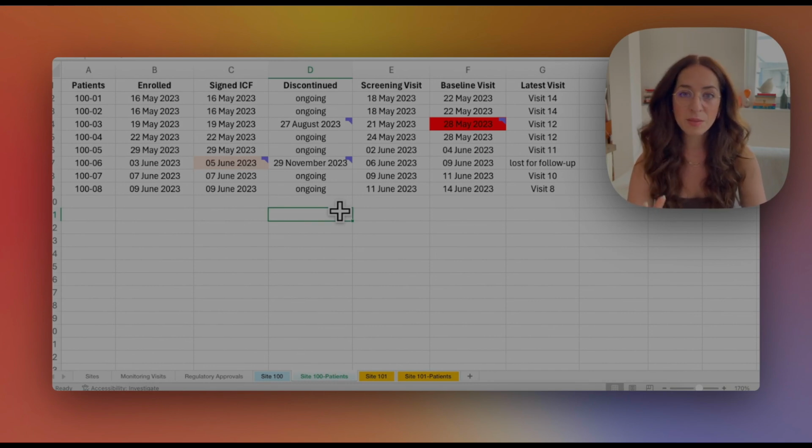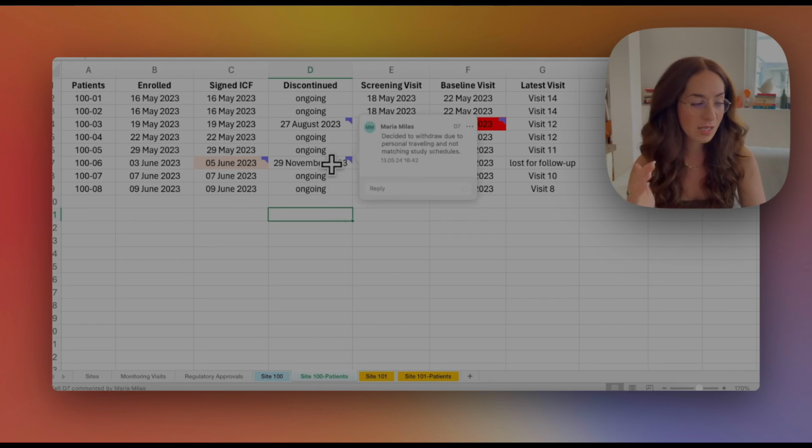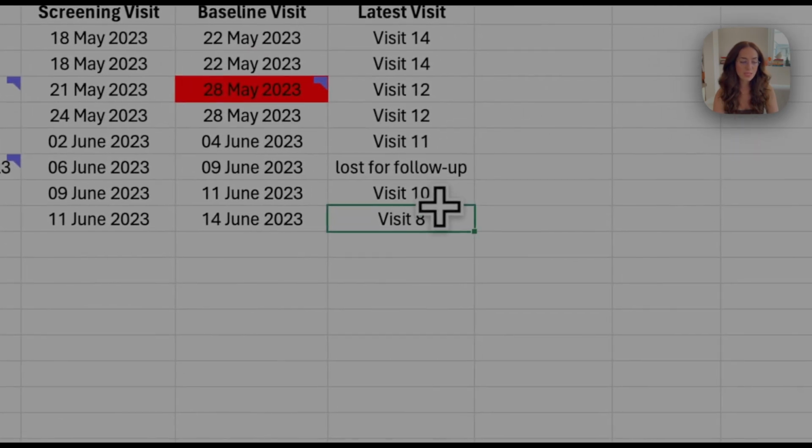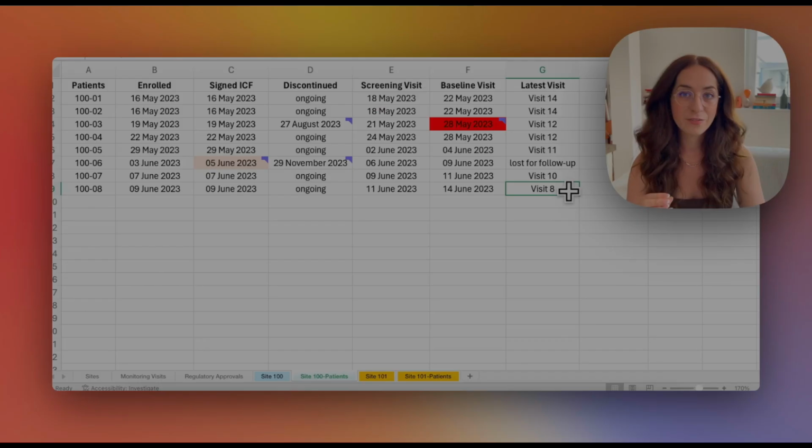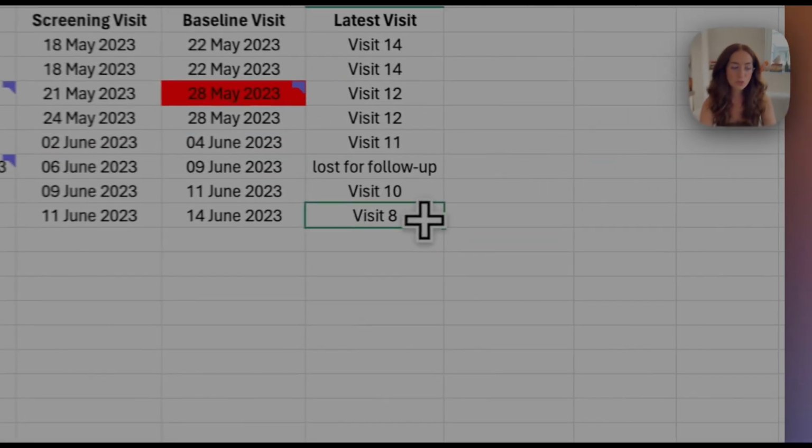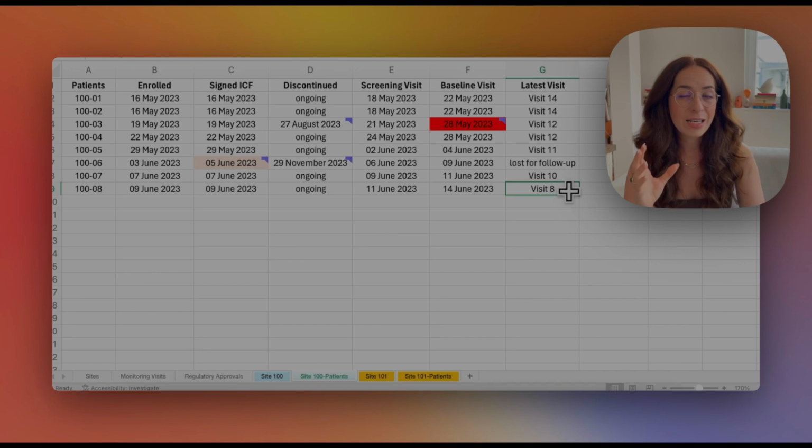But second of all, it might be that the sponsor or my study manager asks me, Maria, do you know why patient 106 has discontinued the study? And I simply have to go into my tracker, look at my note, and the information is there. I also like to keep track of what was the latest visit that the patient did. And the vital information this data gives me is because I know that at my last monitoring visit, patient number 8 was performing visit number 6. That means that by now, when I'm going on my next monitoring visit, I will have 2 visits for this patient to monitor. So I can roughly have an idea of how much data has been generated that I have to monitor.